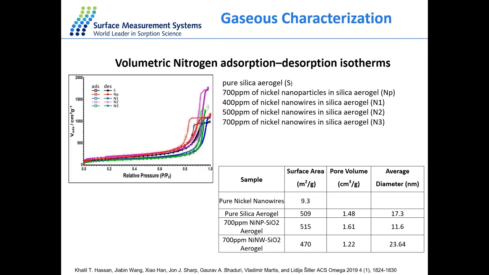The SEM images show that the materials are actually mesoporous supports. In the table here, we look at the surface area of all these catalysts, pore volume, and average diameter.